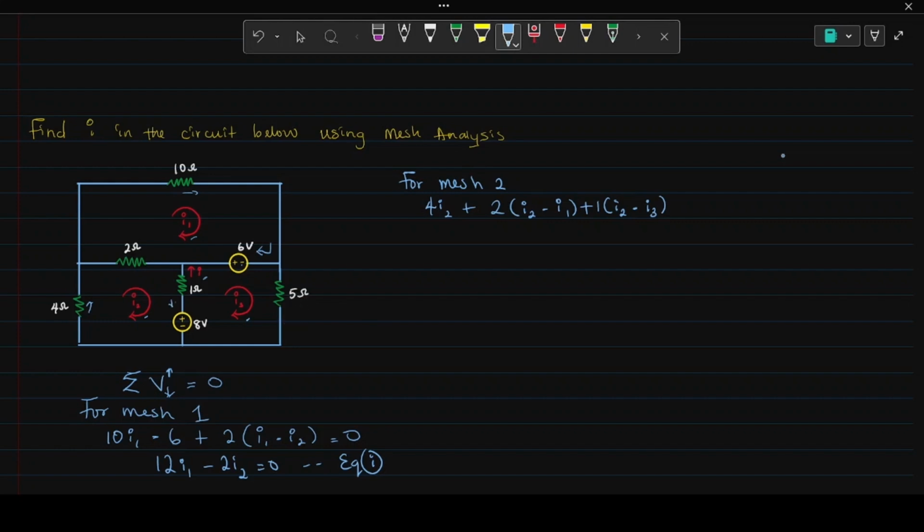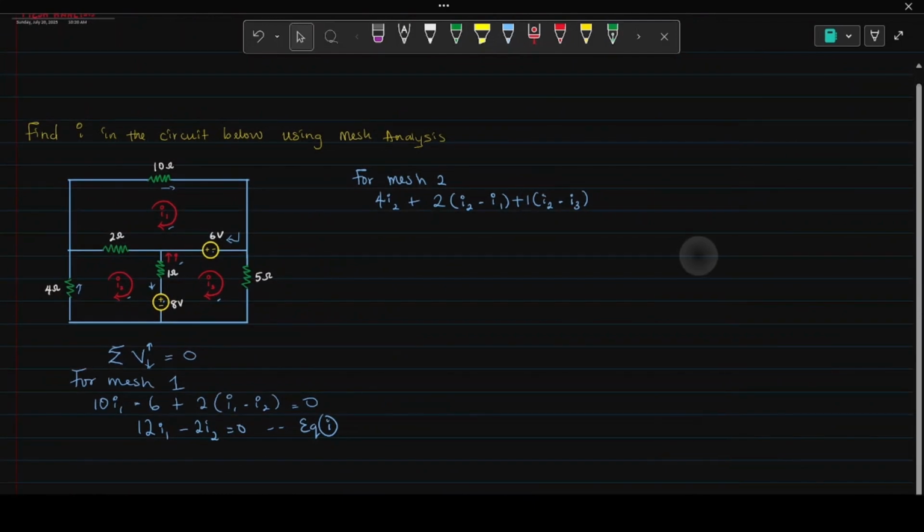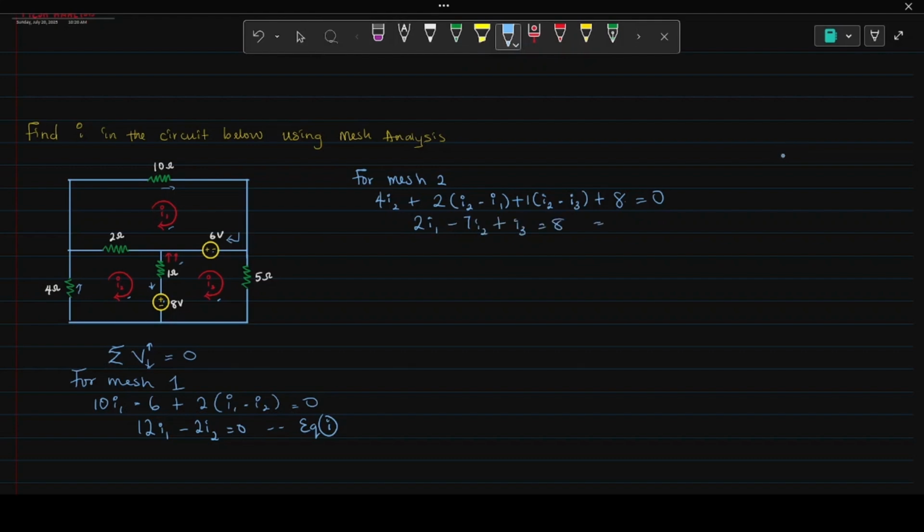Now the current I2 will lastly pass through this 8 volt source. It will first enter the positive sign here, so we're going to write positive 8 equals to 0. Now, if you simplify this, you're going to get 2 I1 minus 7 I2 plus I3 equals 8, which will be your second equation.